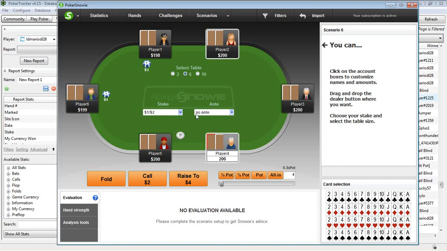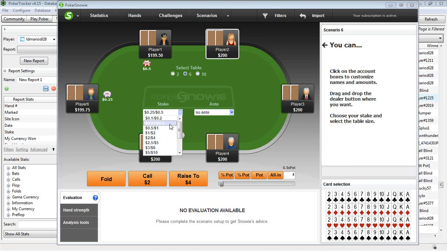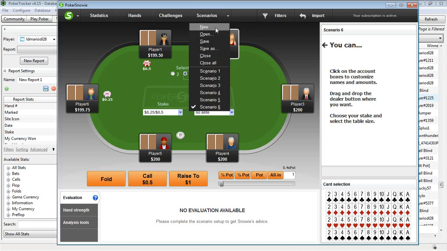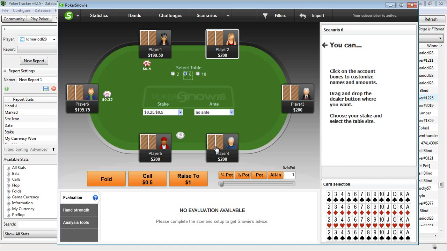This was played at NL50. Do we have NL50 on here? We do, great. That makes life a little bit easier at least, so at least I can get the stack sizes correct. Let me just change this.